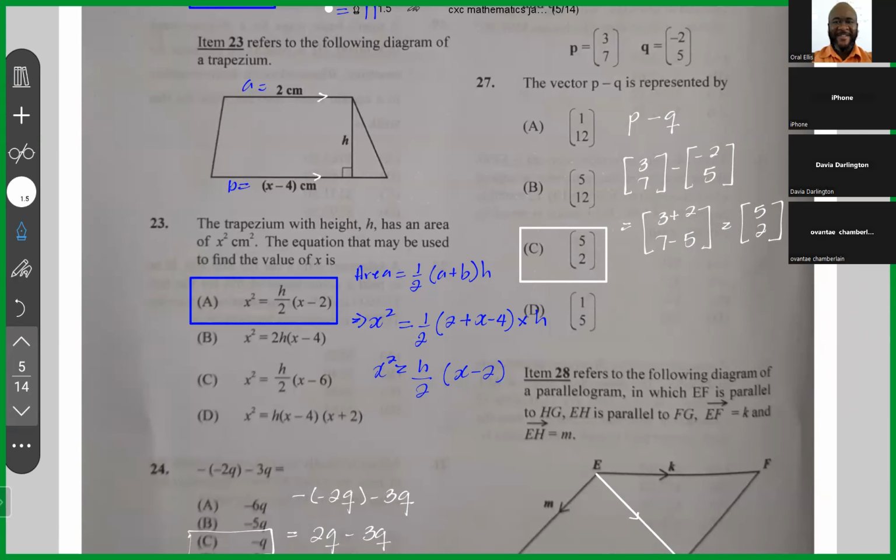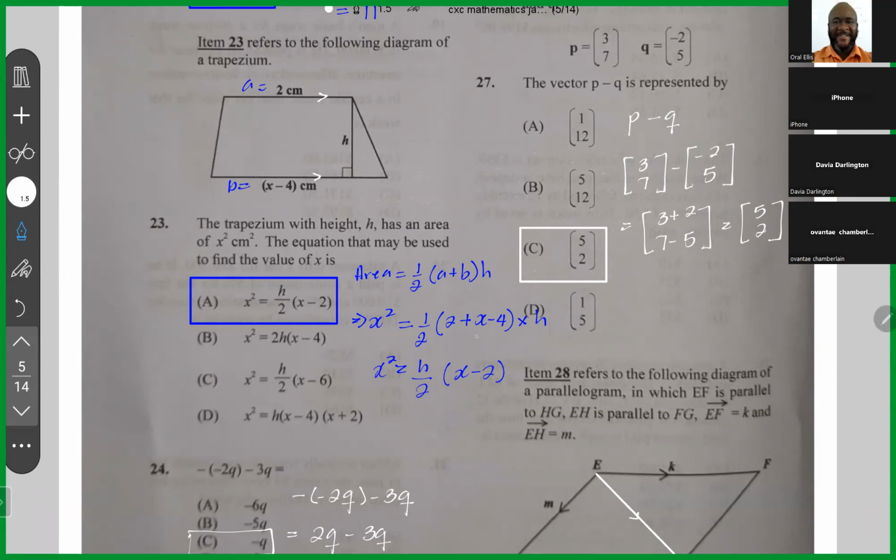So we're told that the area of the trapezium is x squared, but the area of the trapezium is equal to a half (A plus B) times h. A and B in the formula stand for the lengths of the two parallel sides, and h is the height or the distance between them. In the diagram, A is 2 and B is x minus 4.